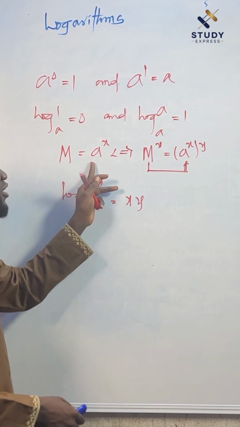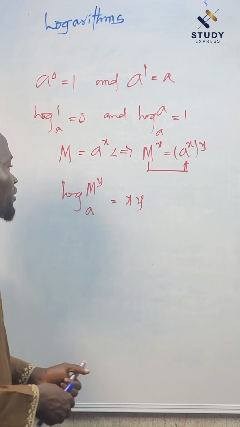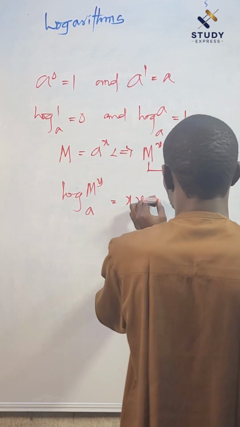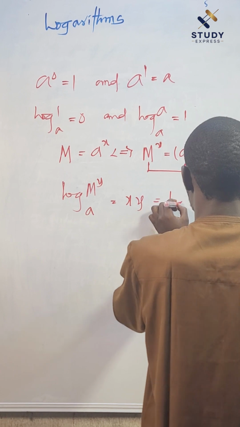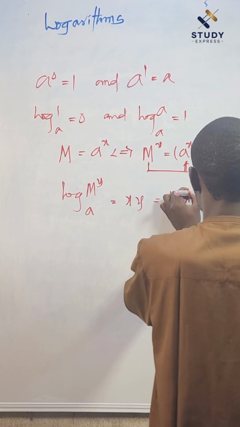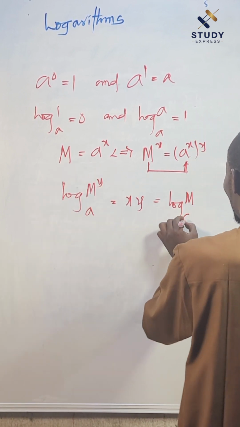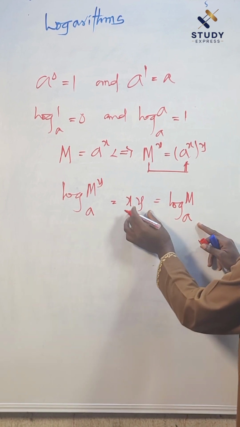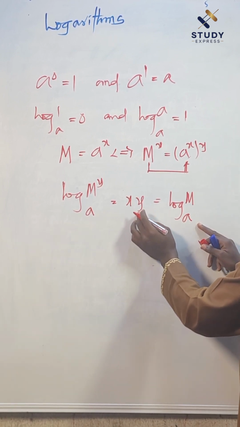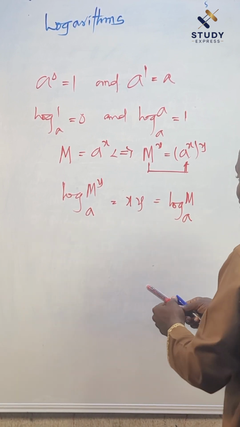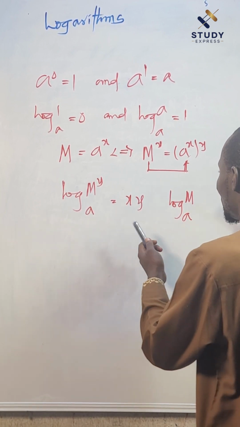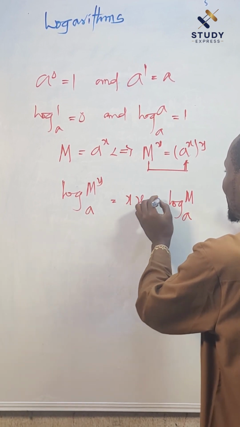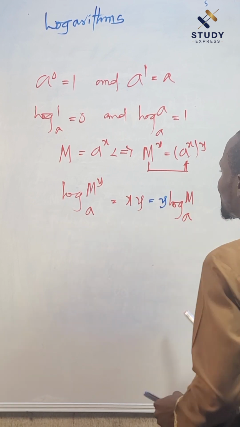And do not forget, what is our x? Our x, ordinarily from here, is equal to log of m to base a. That is x. You know, we still have y, so many times y. So our y is going to be here, so times y. So there is this.